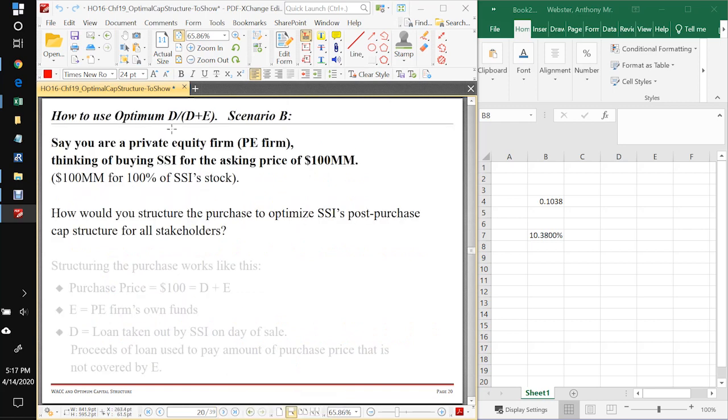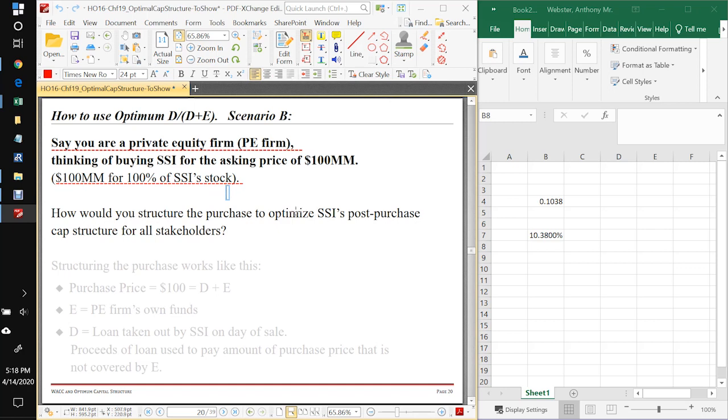Okay, so the second way in the real world that this is used all the time is if you are a private equity firm and you could be thinking of buying SSI for the asking price of 100 million, and that would give you 100% of SSI stock. So now we have a scenario where SSI is for sale. It's got no debt. The asking price for all of its shares, 100% of its stock, is 100 million.